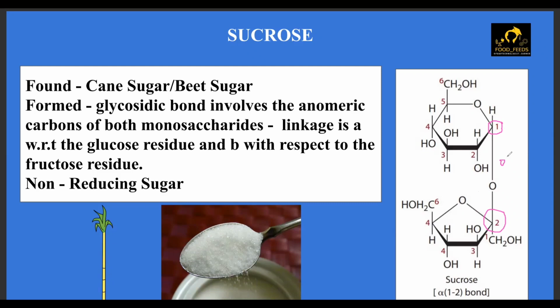And because there is no free reaction unit available, sucrose is termed a non-reducing sugar, because there is no end which is freely available for reaction or reducing. So this is a non-reducing sugar, and the linkage is formed at both anomeric carbons. Hence, this is a unique structure among the disaccharides. This is the difference between other disaccharide units and the sucrose unit. And it is commonly called cane sugar, beet sugar, and table sugar.